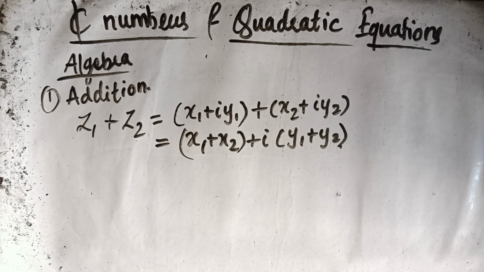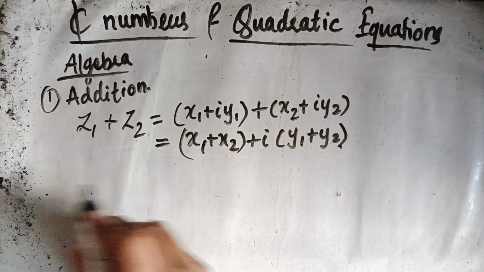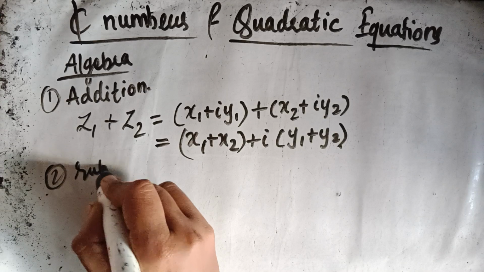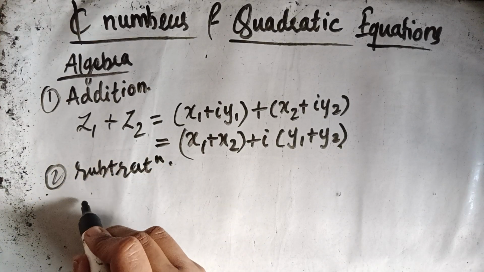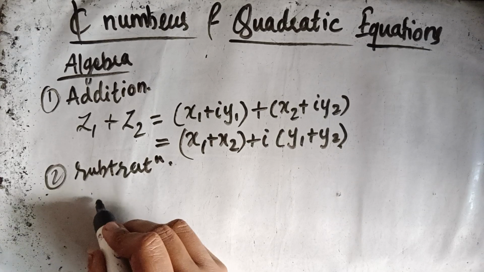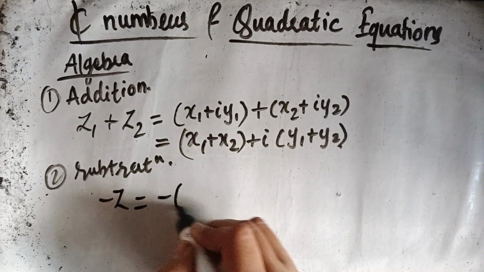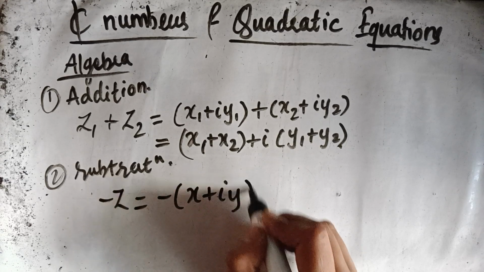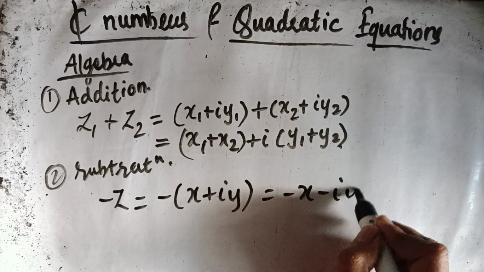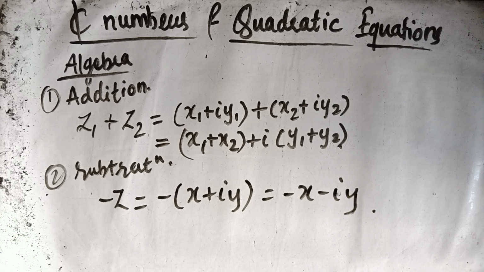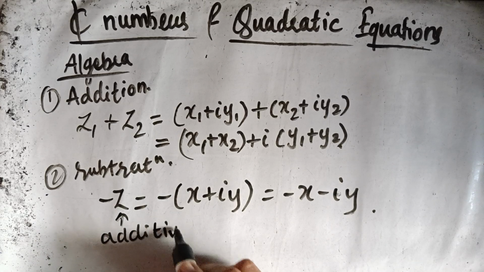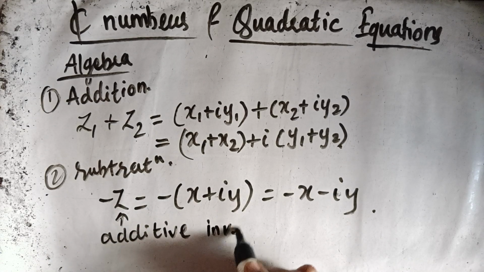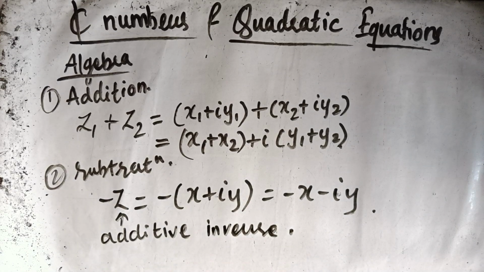Then negative of a complex number is given by minus z. So you have to write this as x plus iy, it is minus x minus iy. Minus z is also the additive inverse of a complex number.